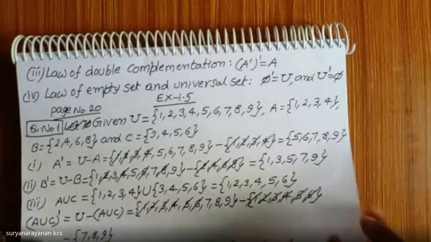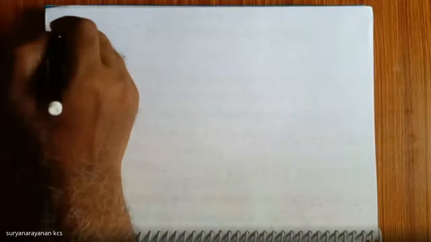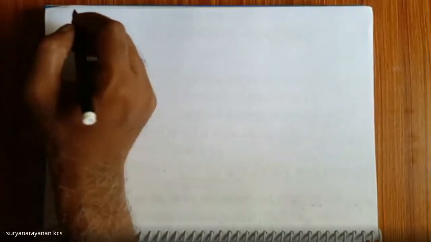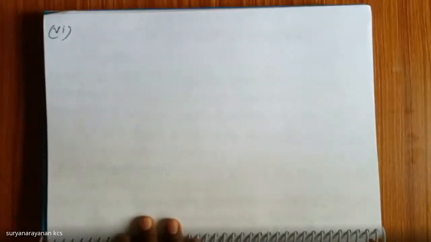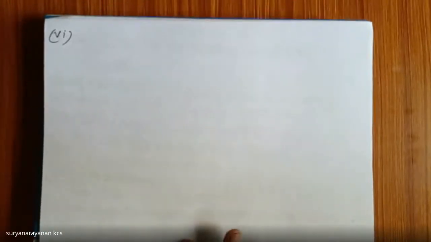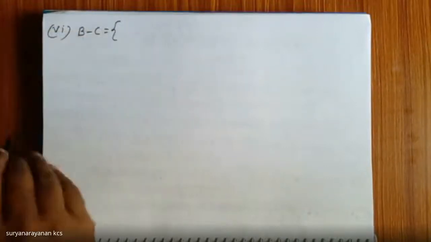Now, see the next question, fifth question. So the fifth question is over. Sixth one, B minus C whole complement. So first of all, we have to find B minus C. After that only we find B minus C whole complement.